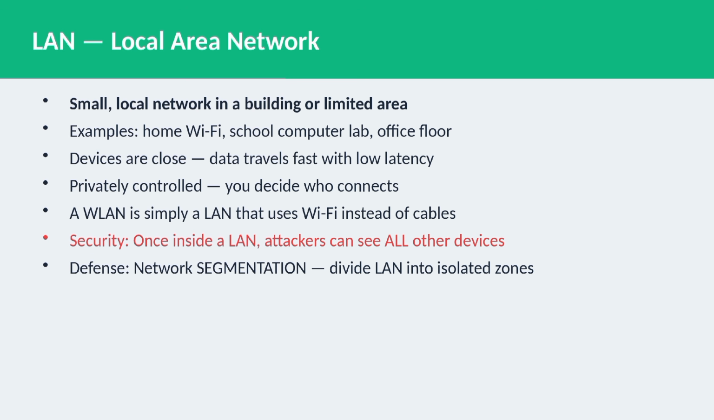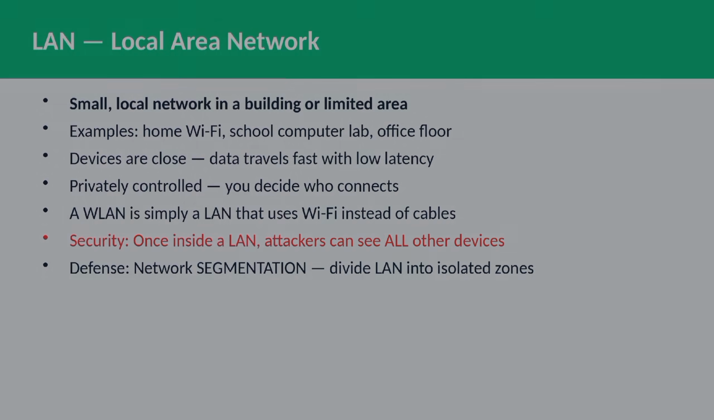LANs are usually fast because devices are close, so data doesn't have to travel far. They're also typically private. You control who gets on your home Wi-Fi. Cybersecurity relevance: once an attacker is inside your LAN, they can potentially see all the other devices on it. That's why network segmentation, dividing your LAN into isolated zones, is such an important security concept.